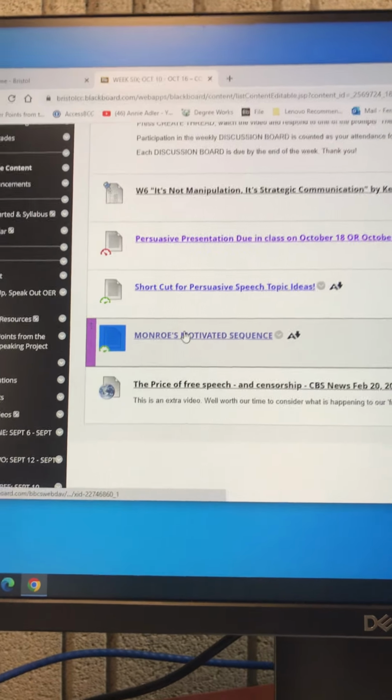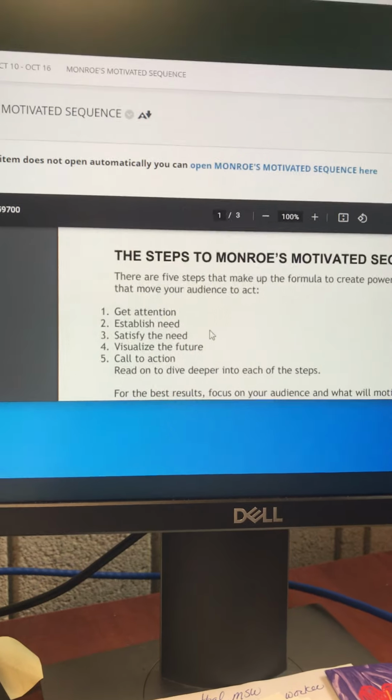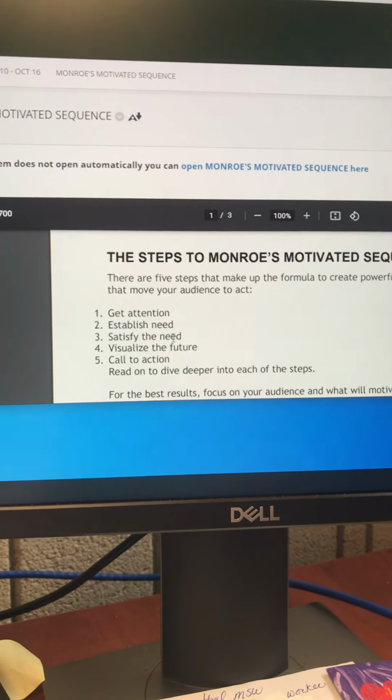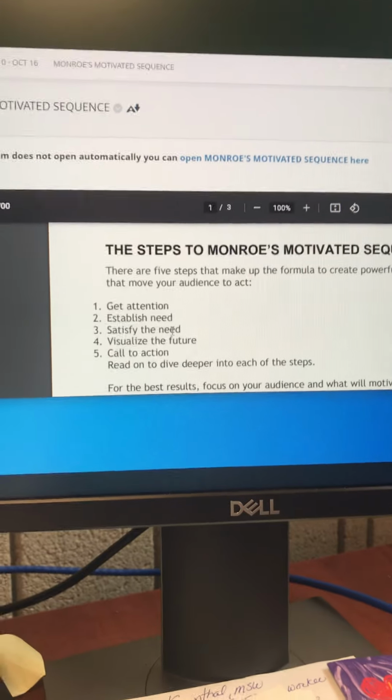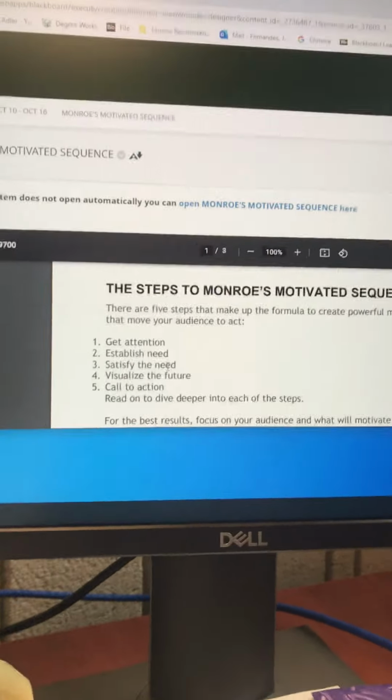Right here is a handout on Monroe's motivated sequence, which you might be familiar with. He talks about the five steps of getting someone's attention to help you with your strategy to motivate your audience. First, you need to get the attention of your audience, establish the need for what you're trying to persuade, satisfy the need with the solution, visualize what life will be, and call to action.